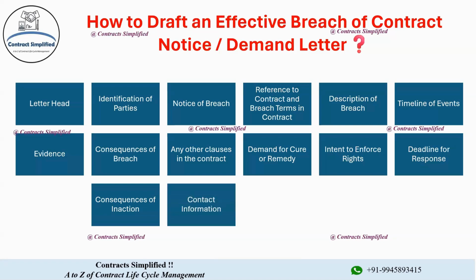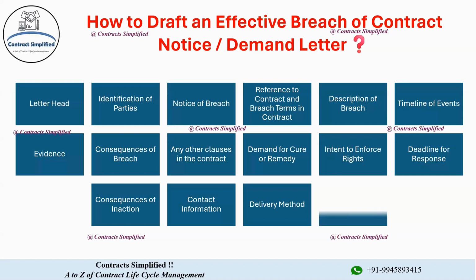Contact information. Provide contact information for further communication or clarification, including names, address, phone number, and email addresses of relevant parties or their legal representatives. Delivery method. Clearly state how the notice is being delivered, for example via certified mail or email or hand delivery, and any other requirement for proof of receipt. This should be in consonance with the agreement or the contract. Followed by signature. Sign the notice to authenticate it and indicate the sender's authority.